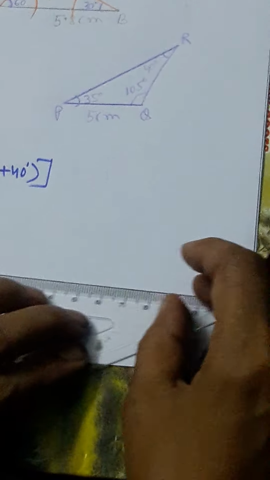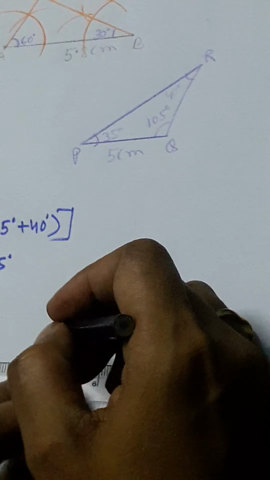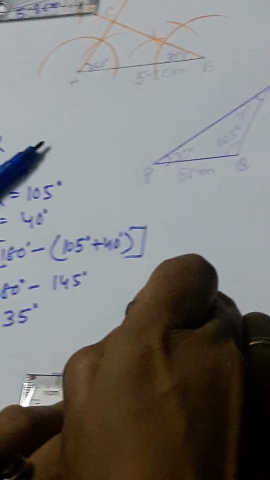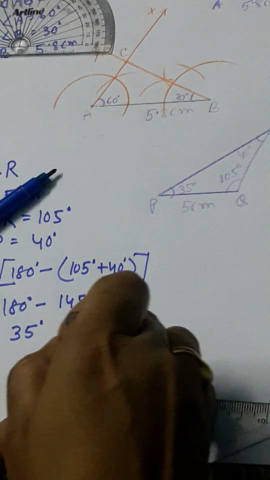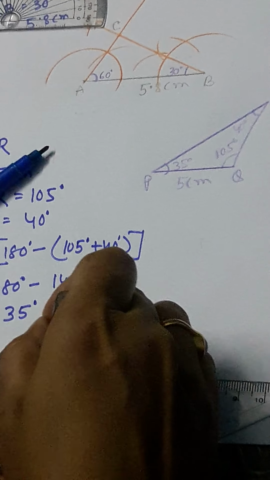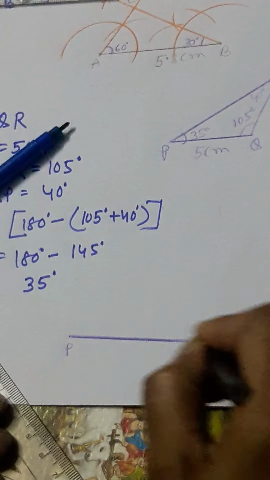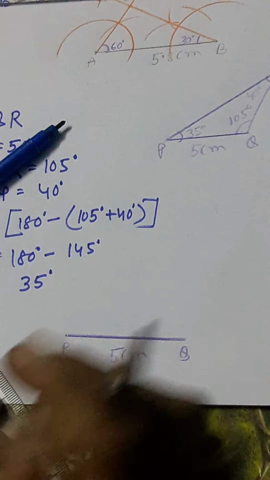So first I will go for the baseline that is equal to 5 centimeters. That PQ is 5 centimeters. So I am taking that line segment of 5 centimeters, yes, up to that. Always be perfect when measuring these things. Yes, here it is named PQ, and this is equal to 5 centimeters.